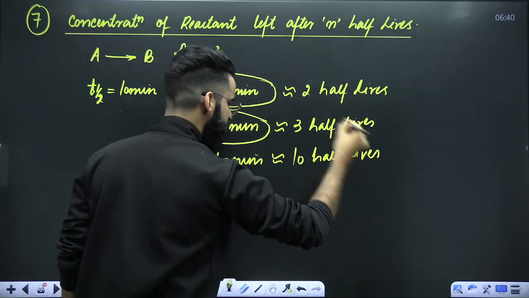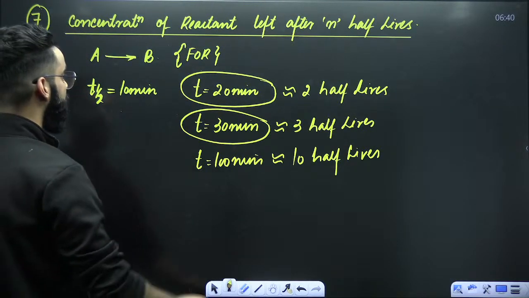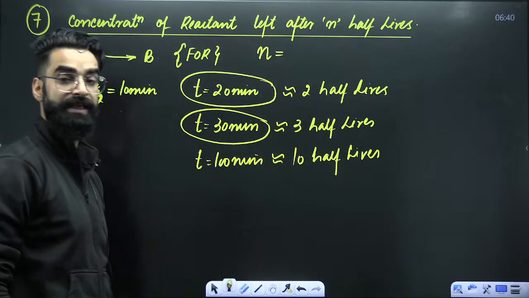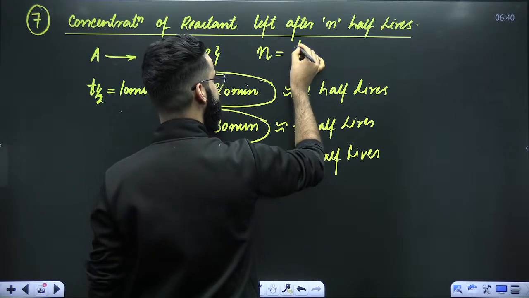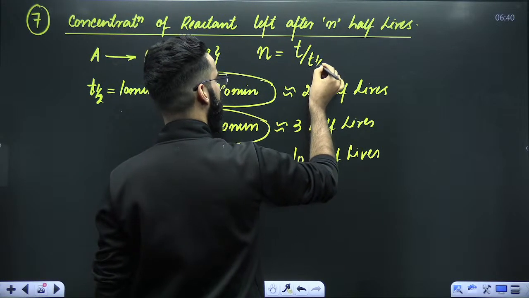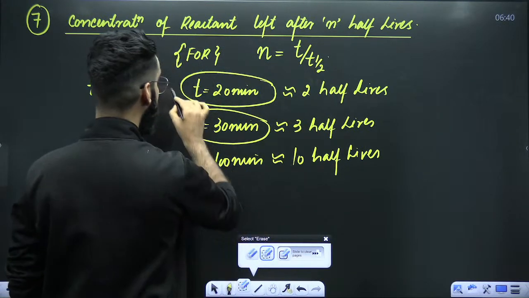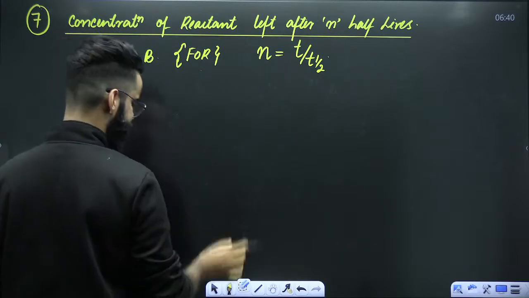So first of all, how do we calculate the total number of half-lives? The total number of half-lives, which I'm representing with n, is always equal to total time T divided by T half. It will always give you the number of half-lives.